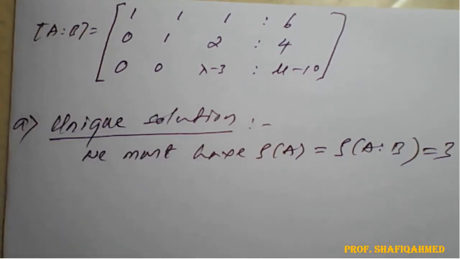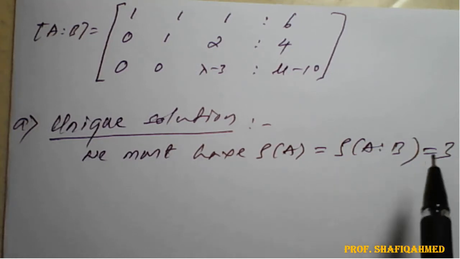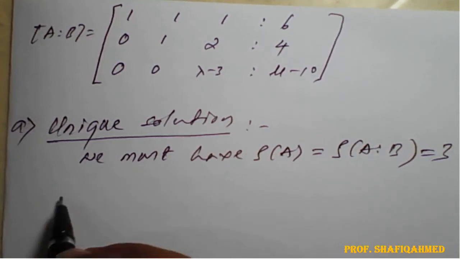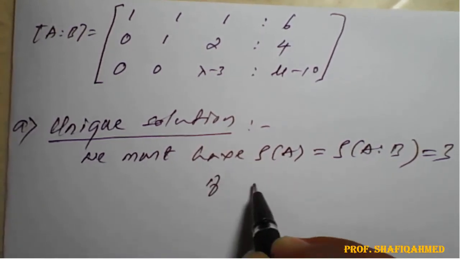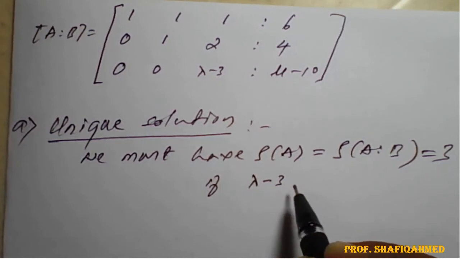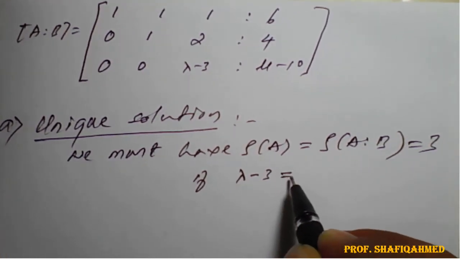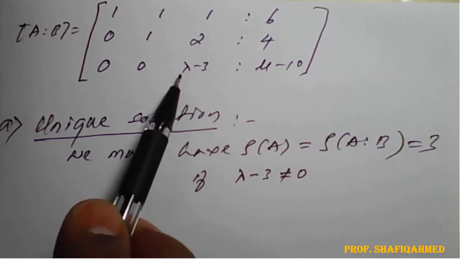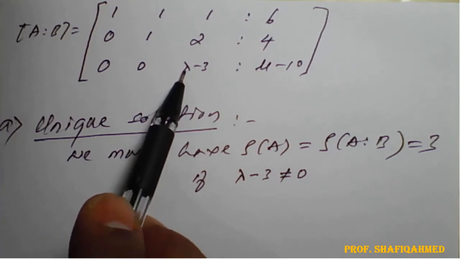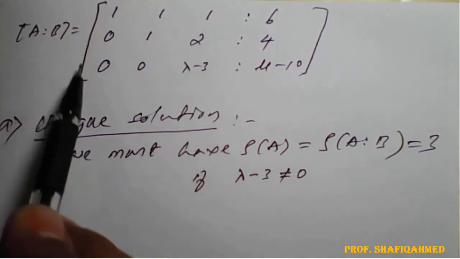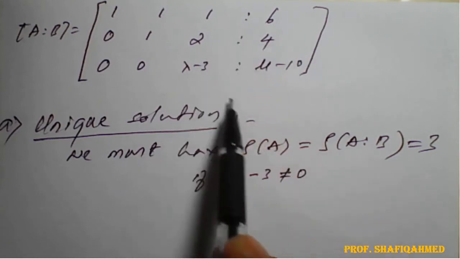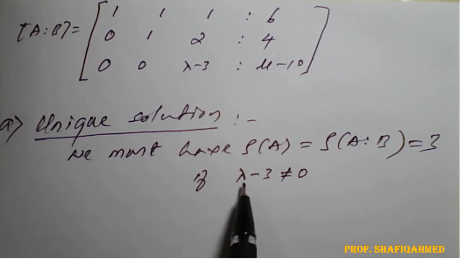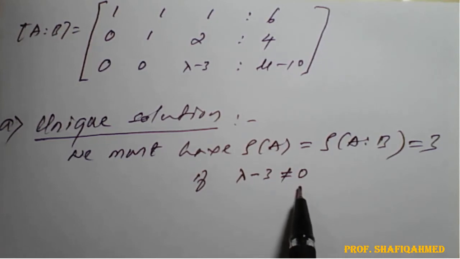But suppose the condition applies, if lambda minus 3 should not be 0. If lambda takes the value 3, then 3 minus 3 is 0, so the rank of A will become 2 and the rank of [A|B] will become 3, which is inconsistent. So the condition applies if lambda minus 3 is not equal to 0.